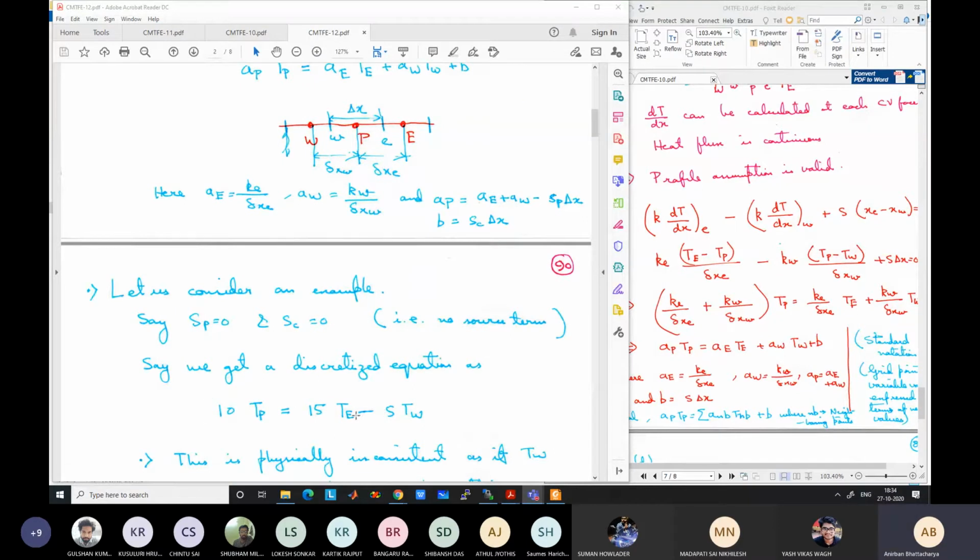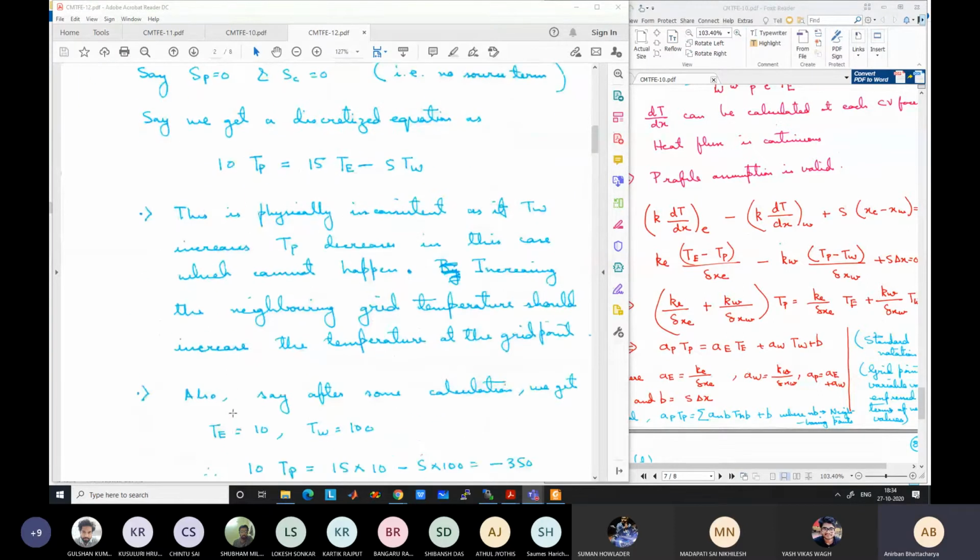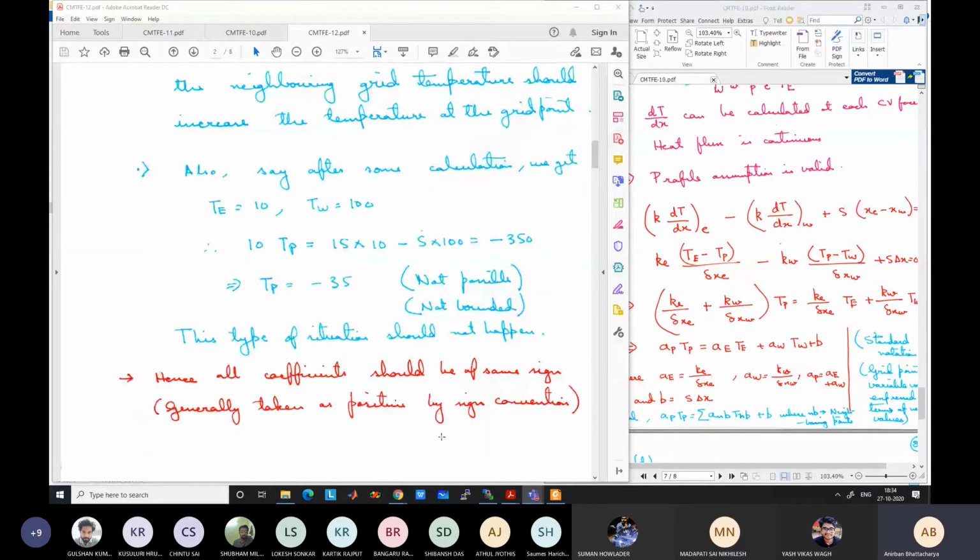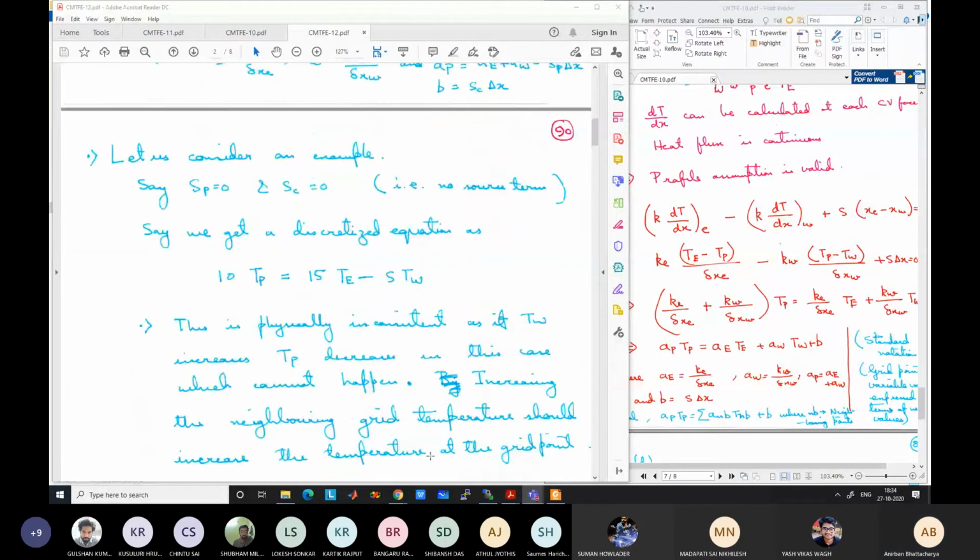It does not matter. So if all of them are negative, you can just change them to positive. By convention, we take all of them to be positive. Ultimately, it's the same equation. So all the signs should be the same, either positive or negative. Generally, we take positive by sign convention.